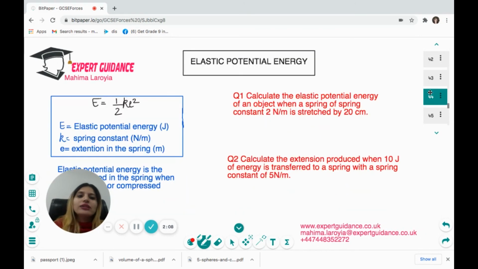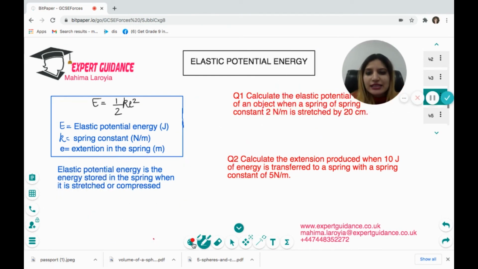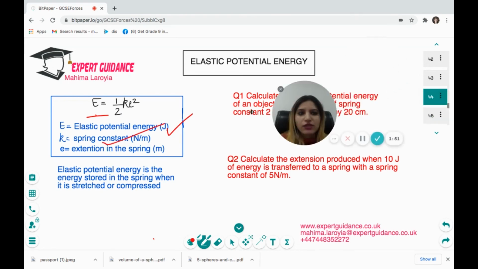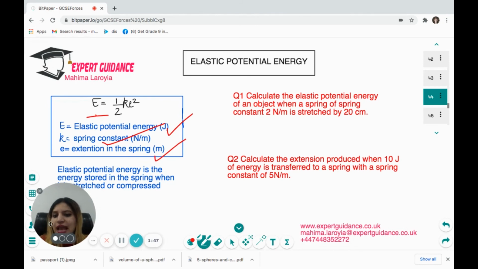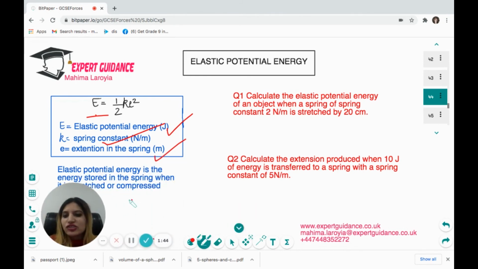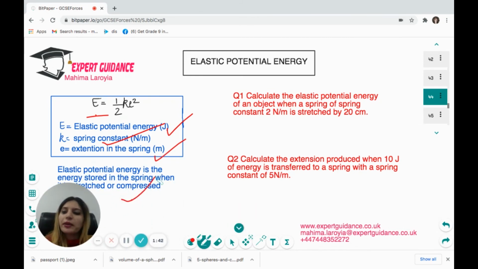Now, as you know, all elastic objects, when a force is applied, also have elastic potential energy stored in them. And the formula to calculate this elastic potential energy is half k e squared, where E is the elastic potential energy, which is measured in joules, k is the spring constant given in newtons per meter, and e is the extension of the spring in meters. And elastic potential energy is the energy stored in the spring when it is stretched or compressed.